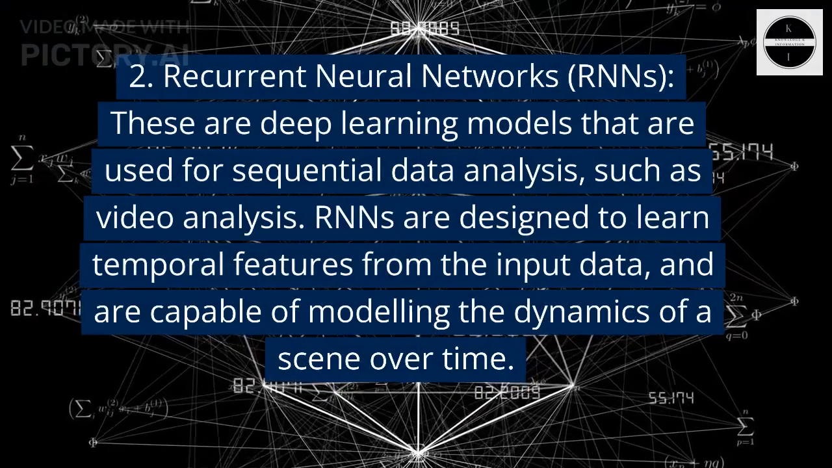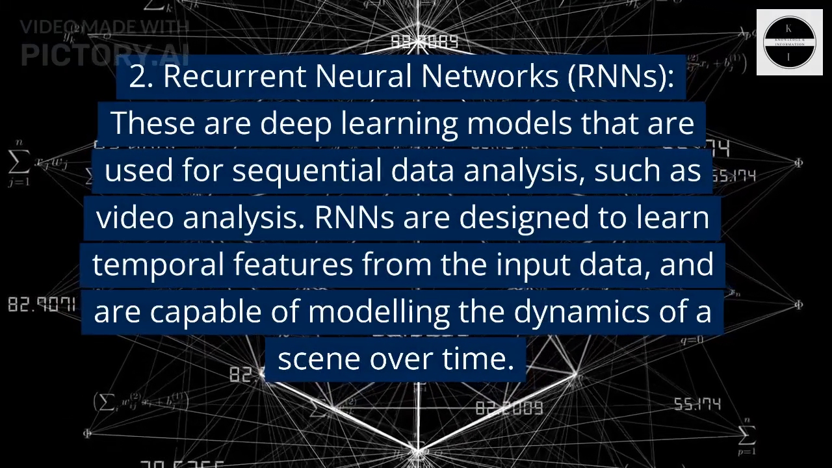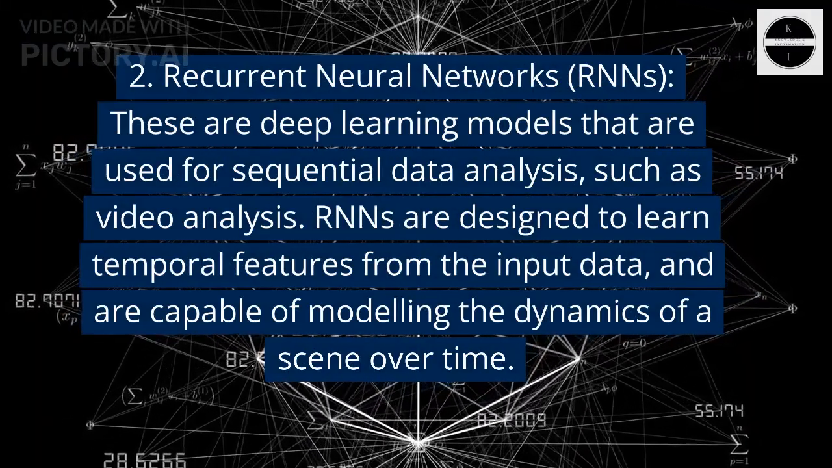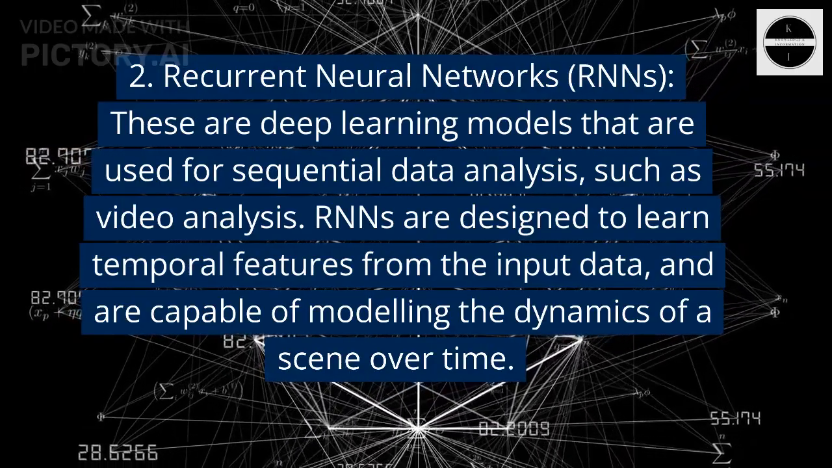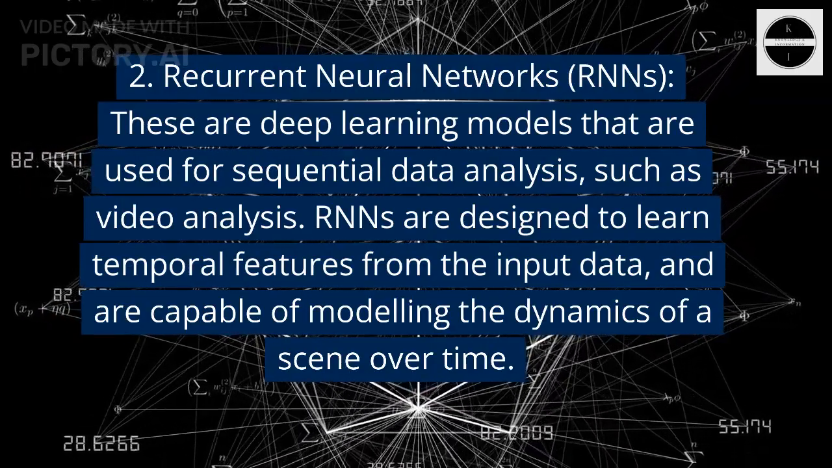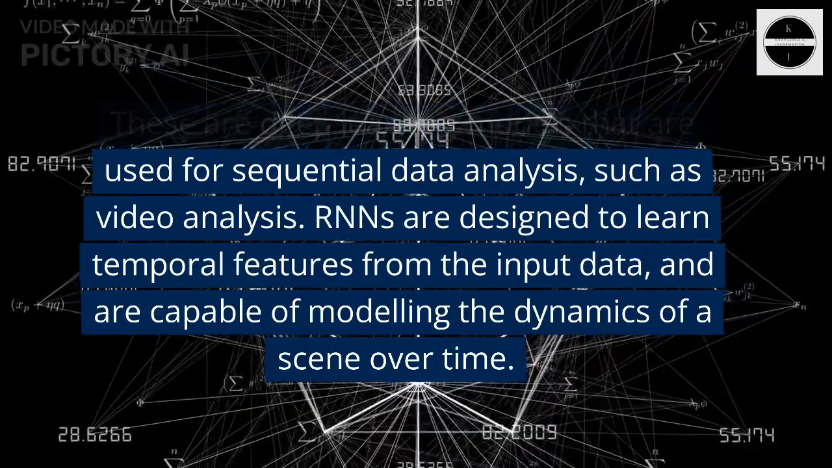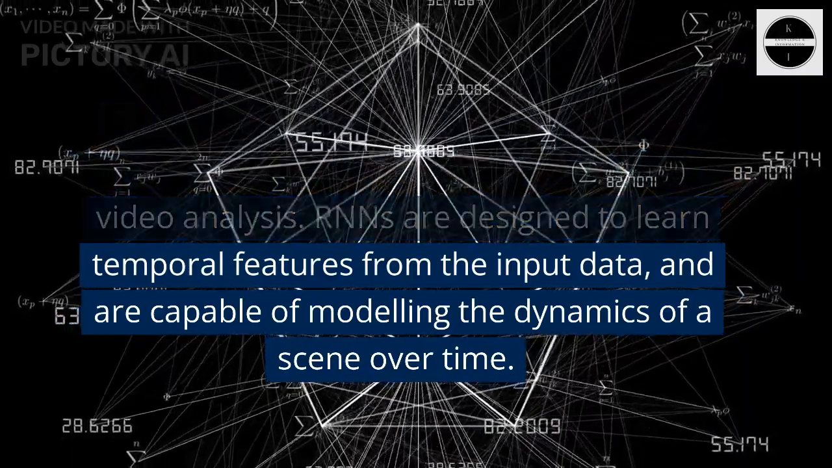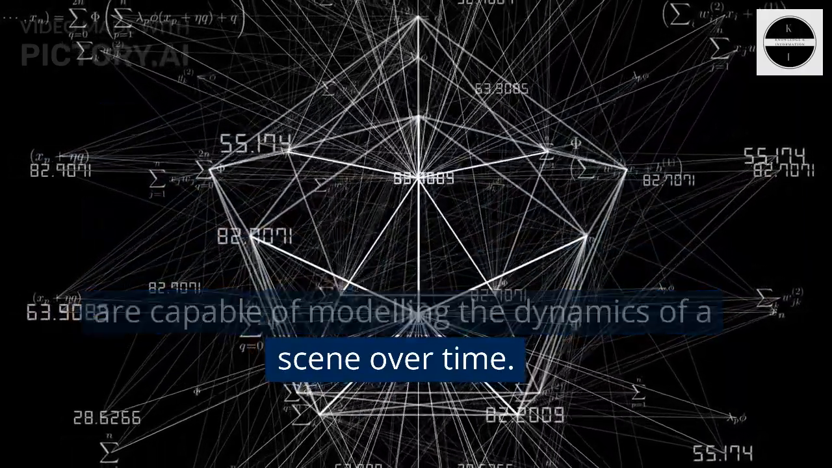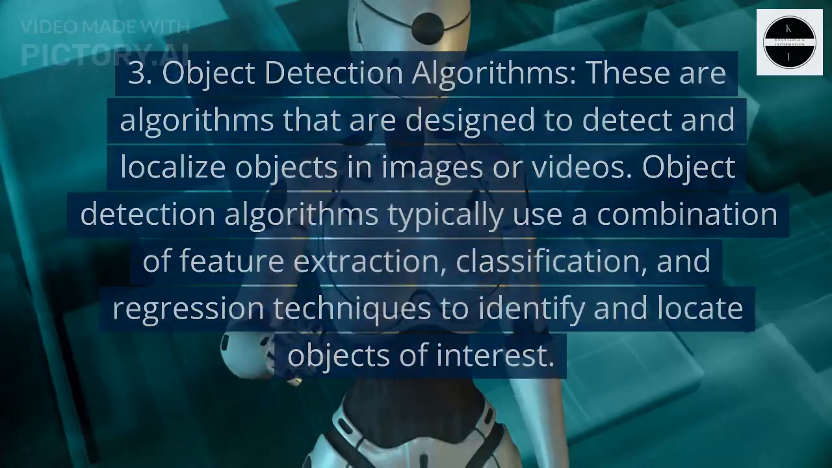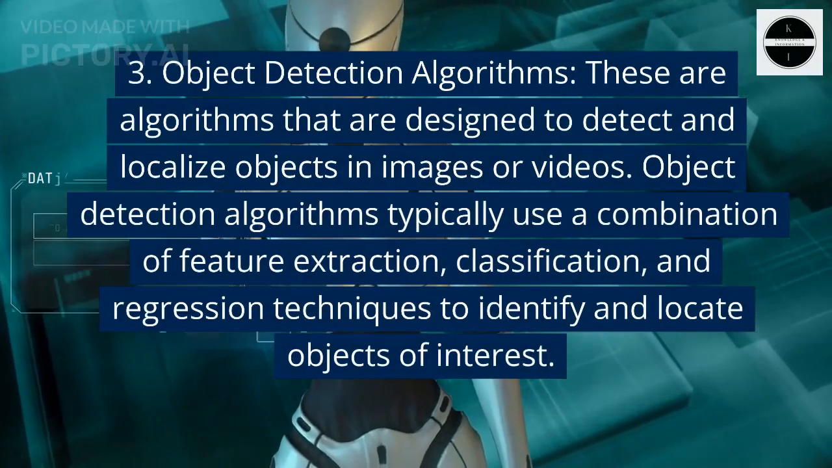2. Recurrent neural networks, RNNs. These are deep learning models that are used for sequential data analysis, such as video analysis. RNNs are designed to learn temporal features from the input data, and are capable of modeling the dynamics of a scene over time. 3. Object detection algorithms.